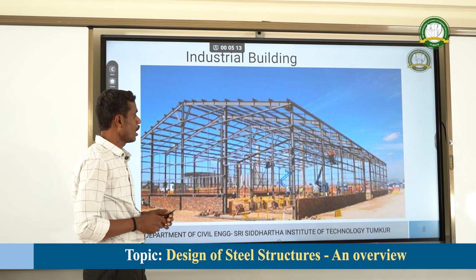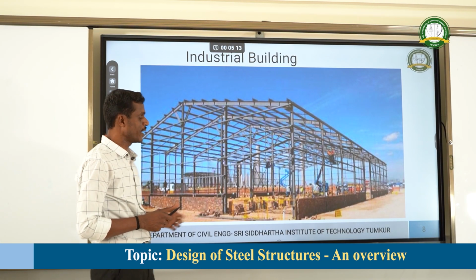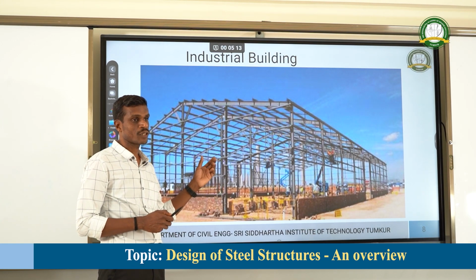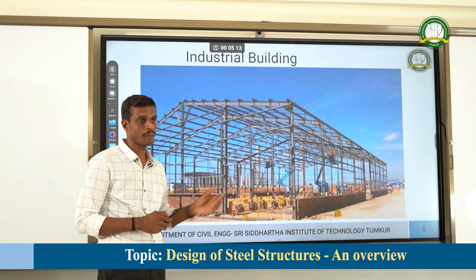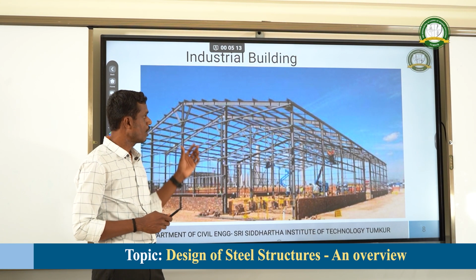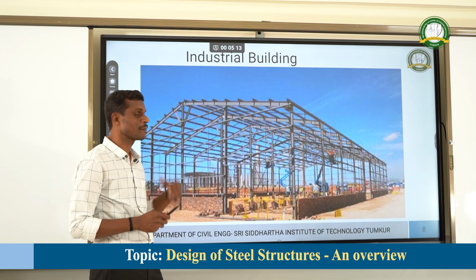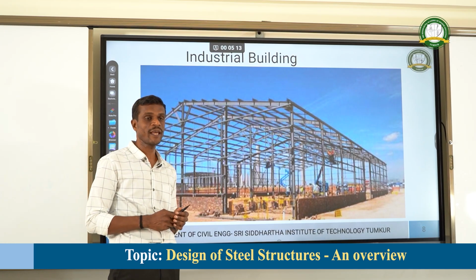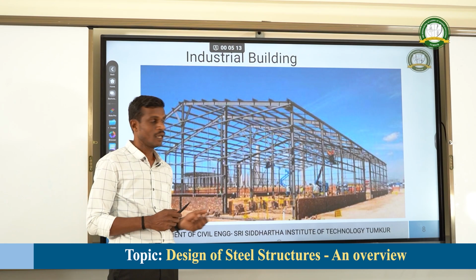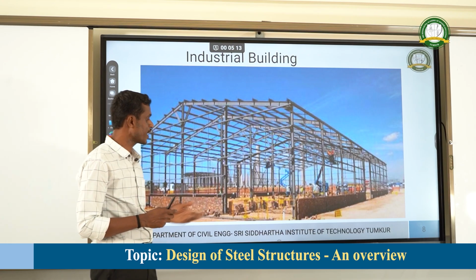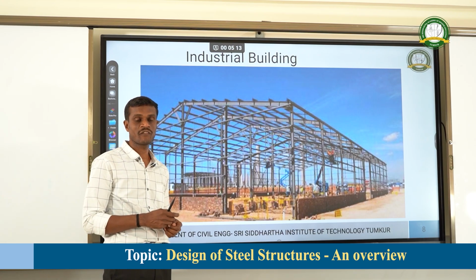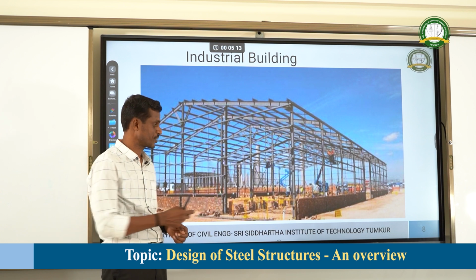So, this is the industrial building. In this industrial building we come across steel sections made up of I sections, channel sections, or different types of sections, which might be used based upon the types of loading that is going to act on that particular structure. Here we can see these factory buildings or warehouses, where we come across industrial structures.